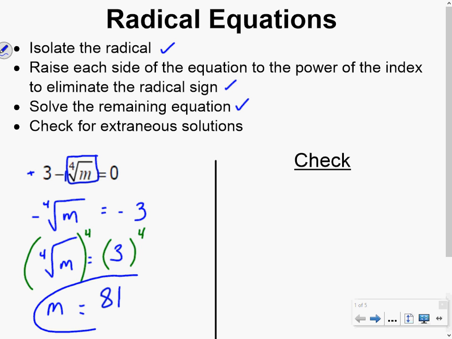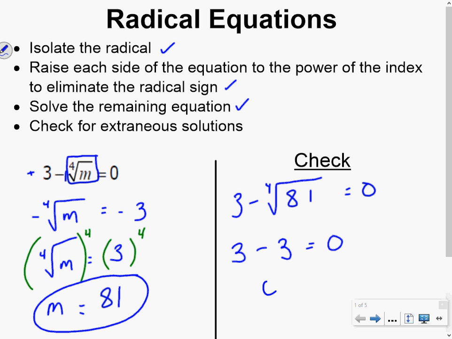Okay, but here's the thing though. It is possible to get extraneous solutions. Remember, extraneous solutions are solutions that you solve and get, but when you plug them back into your original equation, they don't actually satisfy that equation. They're kind of like decoys. So we need to check our work. We need to plug 81 back in and make sure that this actually checks out. Make sure it works the way we want it to work. Okay, so we know the fourth root of 81 is 3. 3 minus 3 is 0. So it checks out. 81 is an actual solution to this equation.